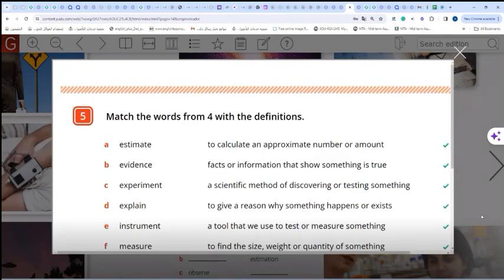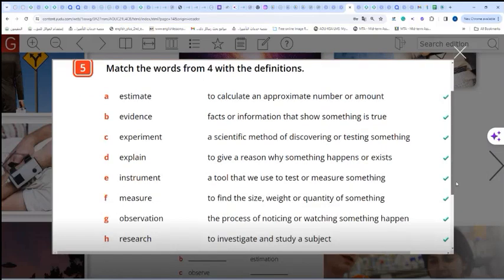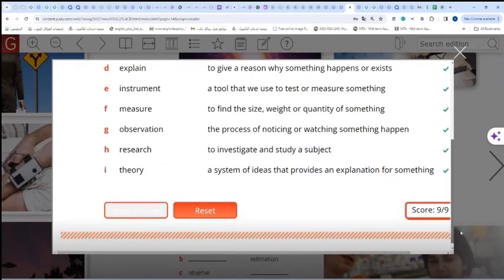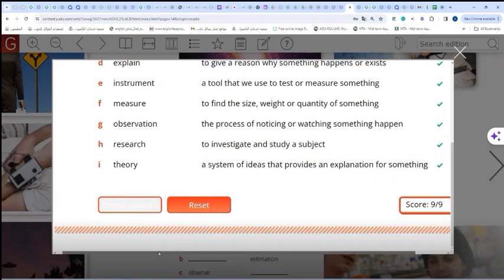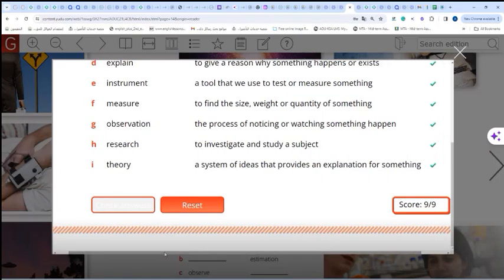So here we have from A to F, then from D or from A to I. Done? Okay, dear students? Yes, teacher, done. Okay.